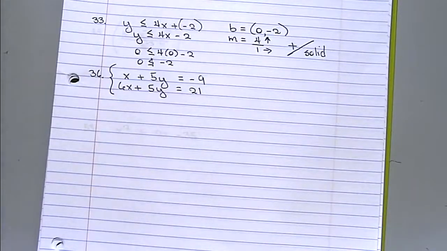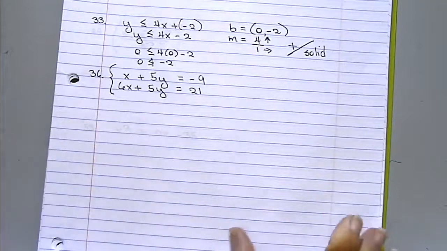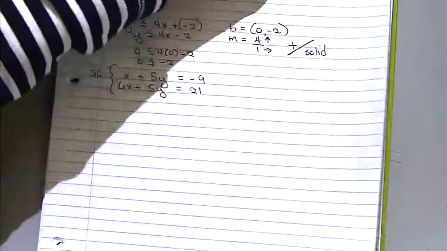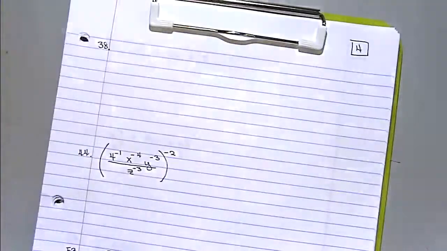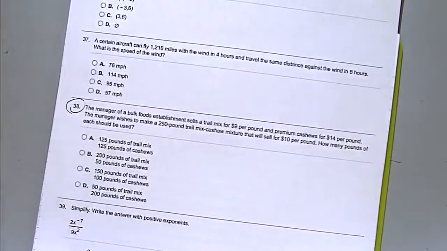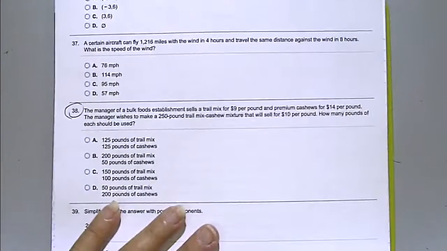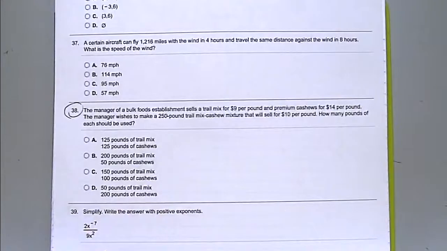38 is next. This is another one that is going to be a word problem, so we have to set up two equations and solve them. We have a bulk food store that sells trail mix for $9 a pound and cashews for $14 a pound. The manager is going to mix 250 pounds of it and sell it for $10 a pound. How many pounds of each does he need to use?